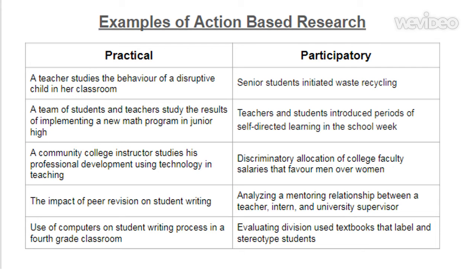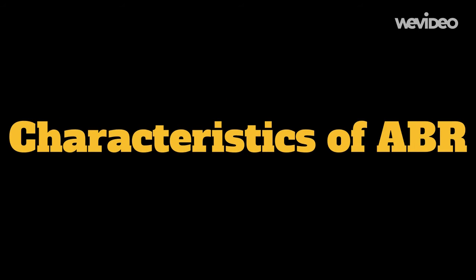For participatory examples, senior students initiate waste recycling. Teachers and students introduce periods of self-directed learning in the school week. Discriminatory allocation of college faculty salaries that favor men over women. Analyzing a mentor relationship between a teacher, intern, and university supervisor. And lastly, evaluating division-used textbooks that label and stereotype students.